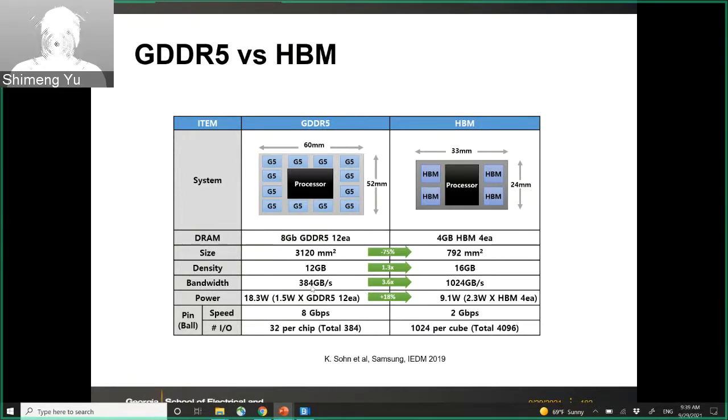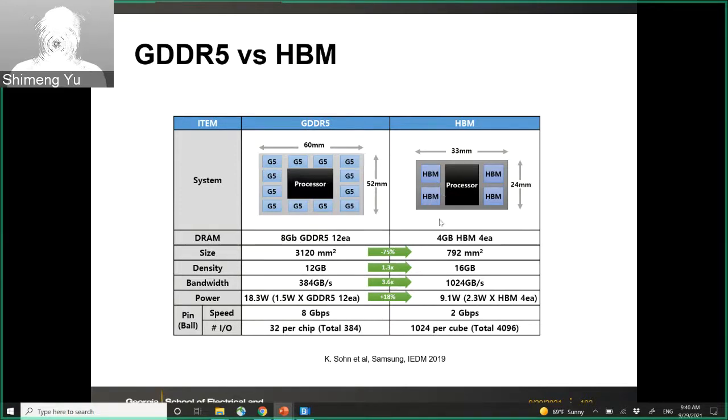And this bandwidth is the total system's bandwidth. In this GDDR5, you may only have like 300 gigabyte per second, but for this one, you can get up to 1000 gigabyte per second. And also the power is reduced, so all the specs get improved.